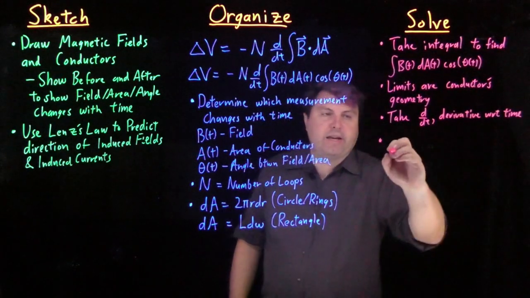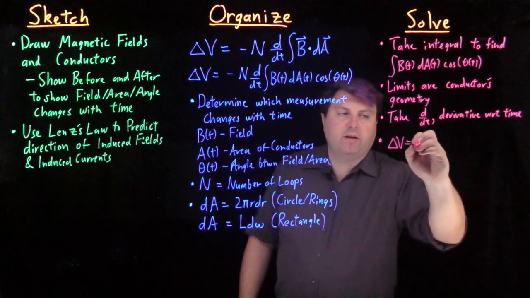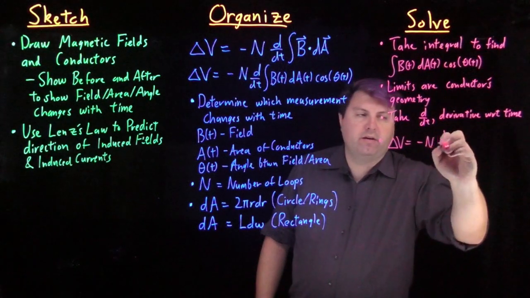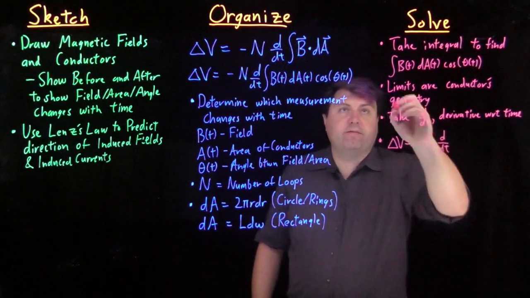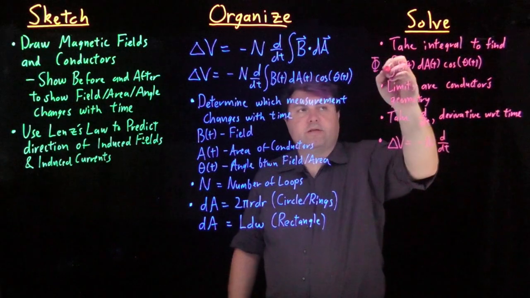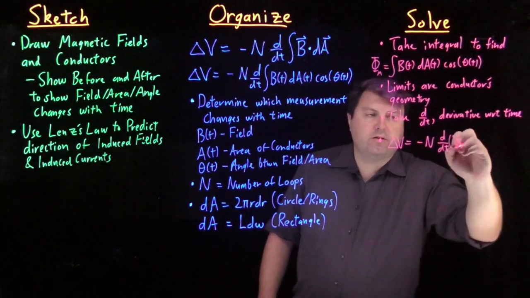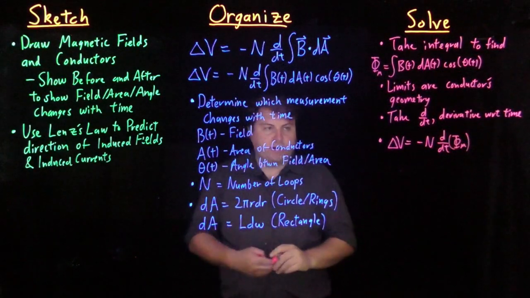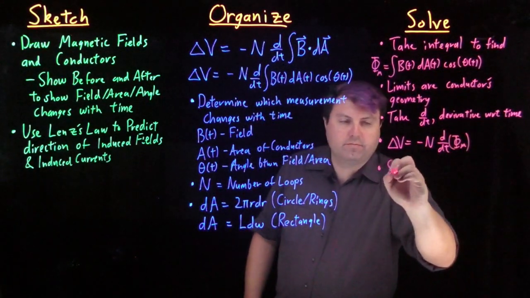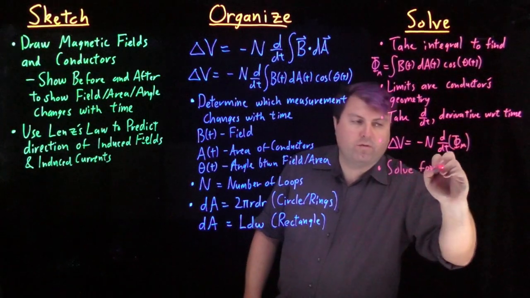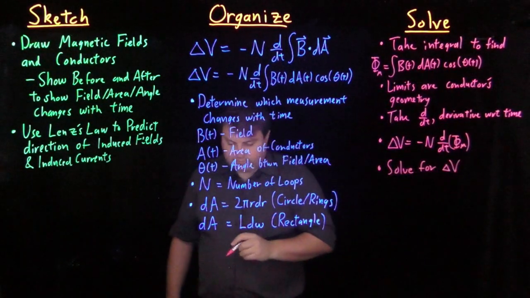Once we have that, now we have our delta V is equal to negative n times the time derivative. We can call this the magnetic flux, just to make everything better, and then we can solve for delta V.